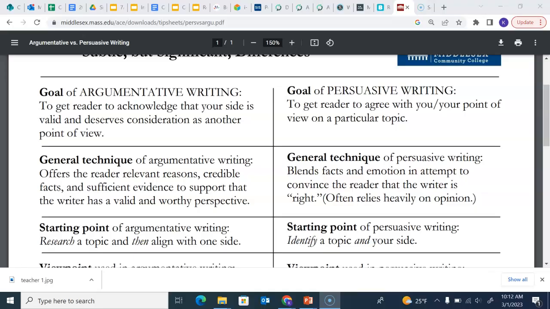The next difference between argumentative writing and persuasive writing is the way that you go about each. So in argumentative writing, the author is going to present a claim with relevant supporting reasons or supporting details. They're going to give credible facts or evidence, and they're going to support each of the arguments with valid and worthy perspective. They're going to be fair. They're not going to sway the information. They're not going to leave some information out and make some information exaggerated. They're really just going to give you the absolute facts of the information presented.